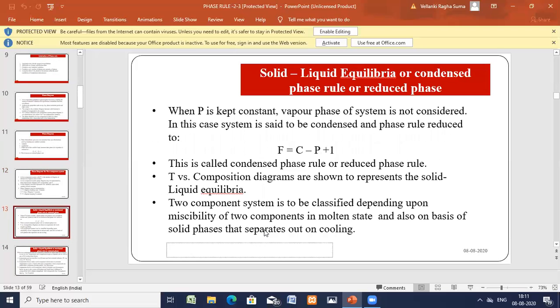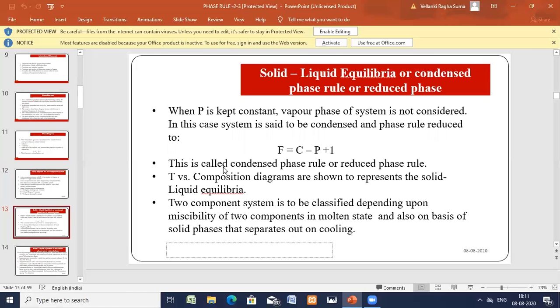Now we will see what the condensed system is. The gaseous system involves large changes of volume that are affected by pressure. But systems having only solid and liquid phases are not considerably affected by the change in pressure. Such solid liquid systems with the gas phase absent are called condensed systems. I'm repeating.